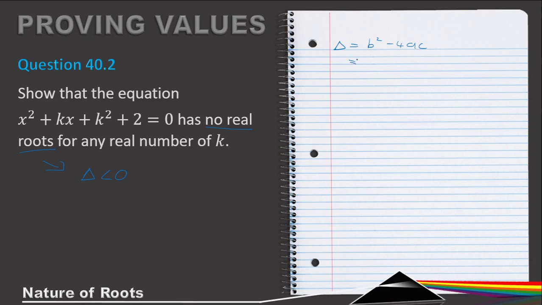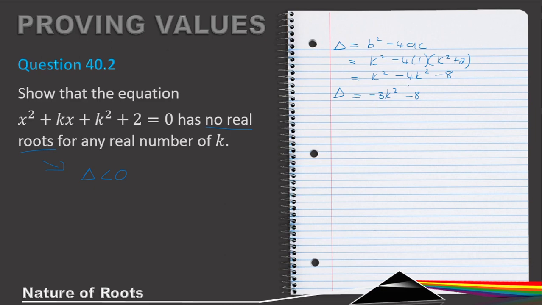All right, b squared, b is just k, so k squared minus 4, a is 1, and c is k squared plus 2. Okay, then simplify, so k squared, once again ignore this 1, just multiply in the negative 4, minus 4k squared minus 8, and that's equal to negative 3k squared minus 8. All right, now we have this discriminant is equal to minus 3k squared minus 8.